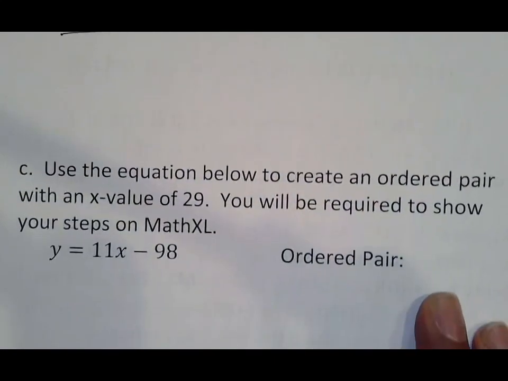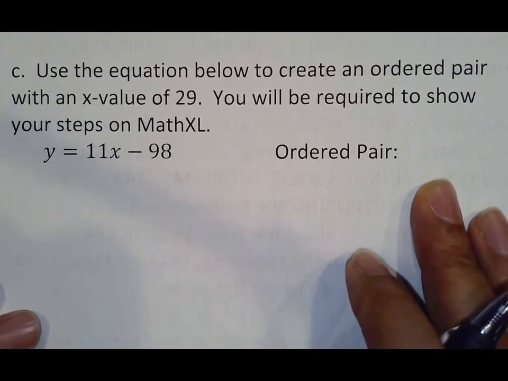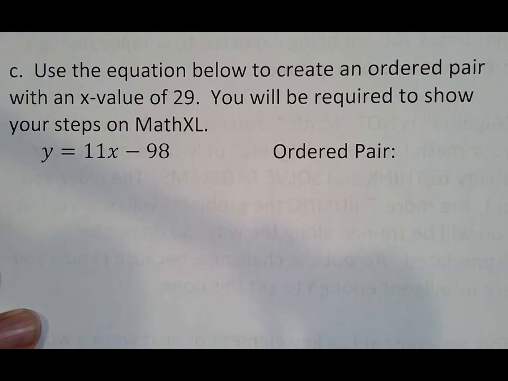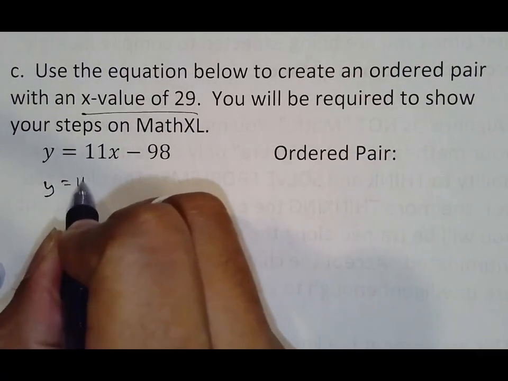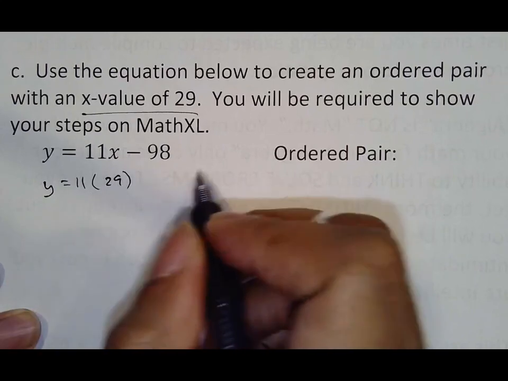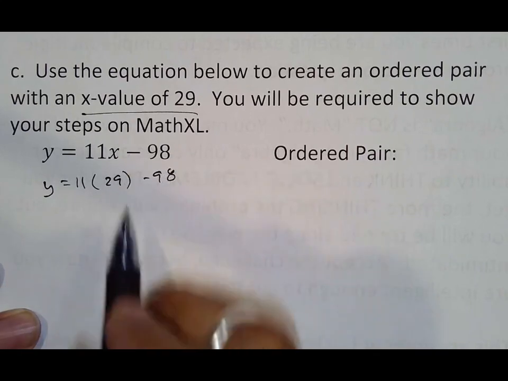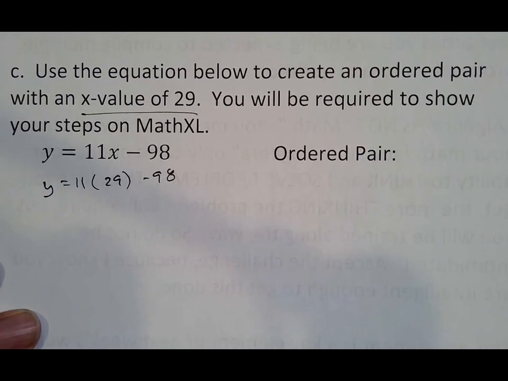And the last one we're going to look at real fast. Again, use the equation to create an ordered pair. Same question, just again, repeat it a little bit. So it says x value of 29, which means we put y equals 11 times 29 minus 98. Again, you have to use parentheses on the computer, otherwise it's going to mark you wrong.